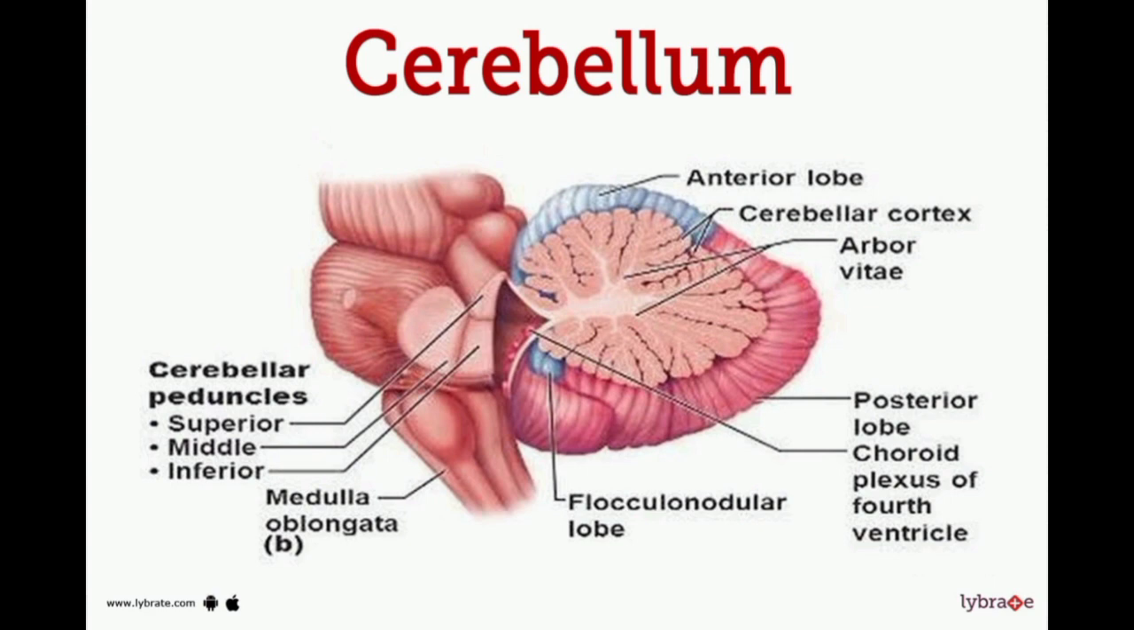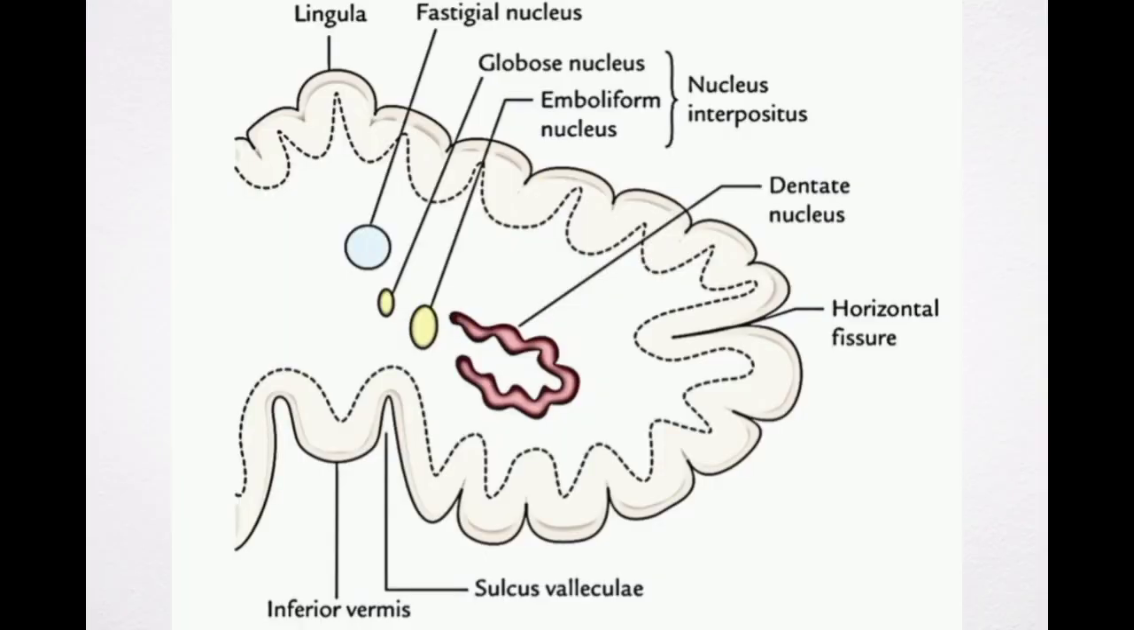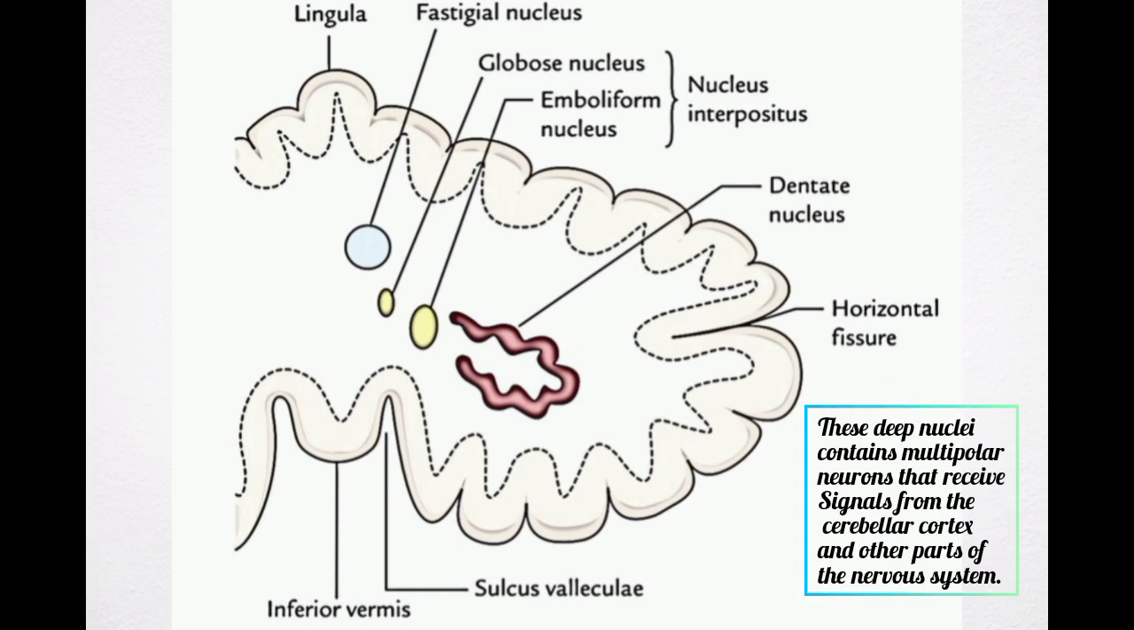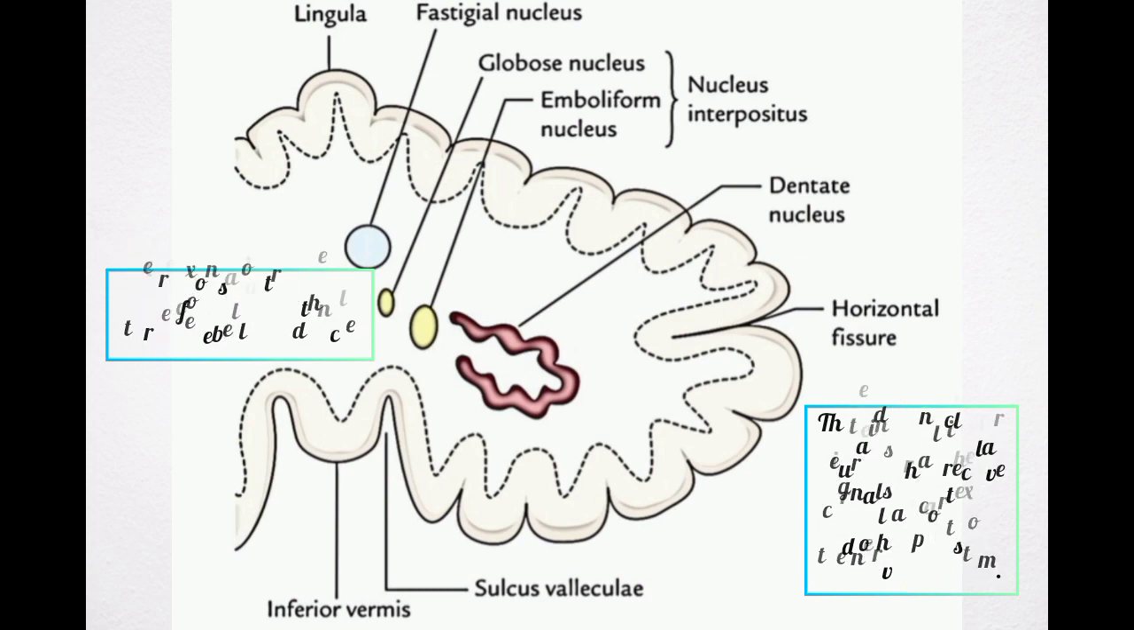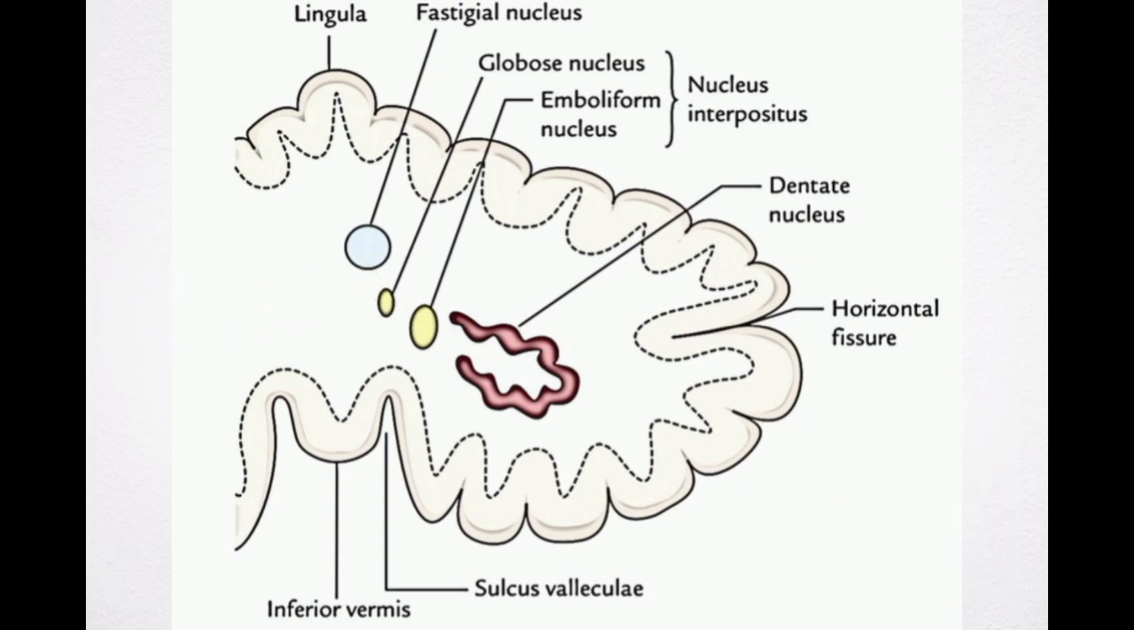On a transverse section of the cerebellum, you will see four clusters of deep gray matter nuclei that are buried within the subcortical white matter. These deep nuclei contain multipolar neurons that receive signals from the cerebellar cortex and other parts of the nervous system. The zones of the deep cerebellar nuclei usually contribute to the formation of the three cerebellar peduncles. From lateral to medial, the nuclei consist of the dentate nucleus, the emboliform nucleus, the globose nucleus, and the fastigial nucleus.